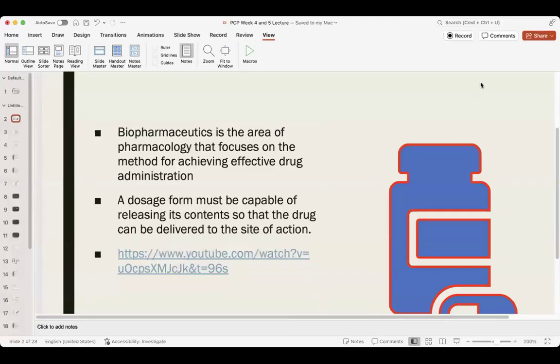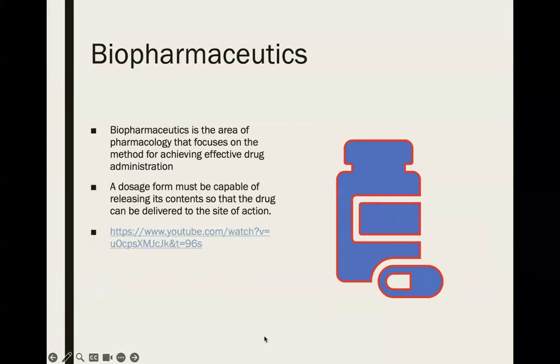All right. So it kind of gives us a better explanation of biopharmaceutics. And when we take medications, how do they know what to do when we take them? So we take a medication for a headache. How does that medication know to stop the headache?